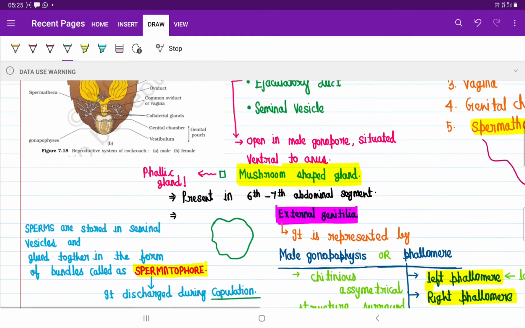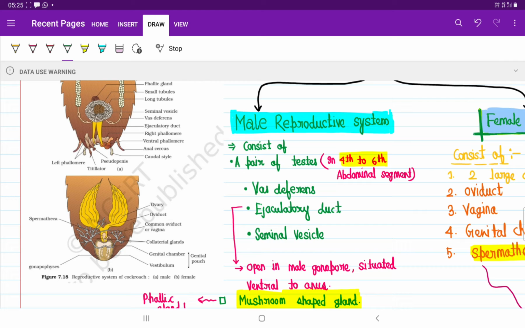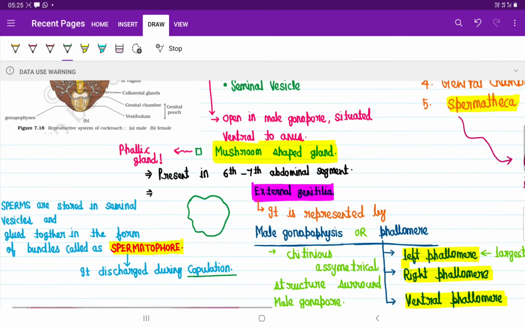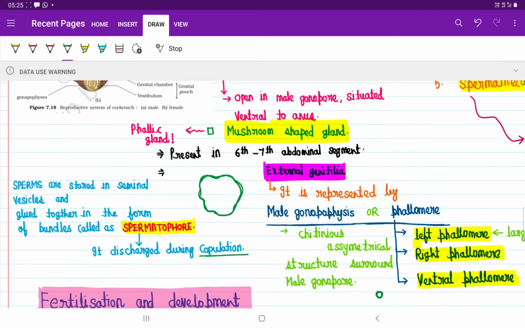Very important point I'm telling: the mushroom gland secretion nourishes the spermatozoa. And another very important point, try to understand it. The spermatozoa will not be released individually. They will be released in a bundle, and that bundle is called spermatophore. The spermatophore wall is formed by secretion of the mushroom gland. Suppose this is the spermatophore, and in that so many spermatozoa are present.